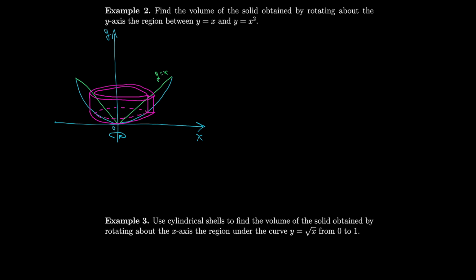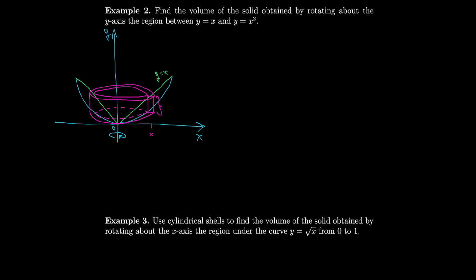Okay, that's roughly the shell. It goes from here to here, so it has some radius x. And the height, well, the height from here to here is x. The height from here to here, the blue part, is x squared.